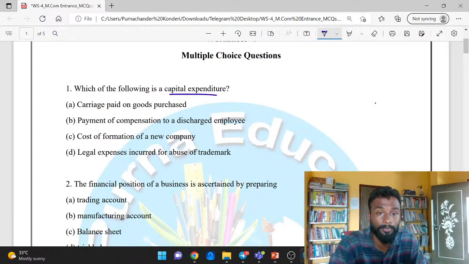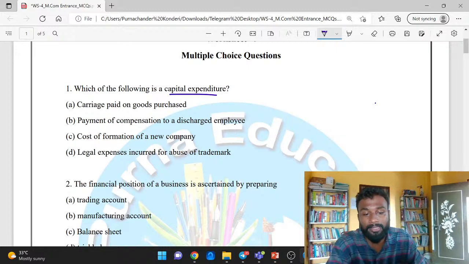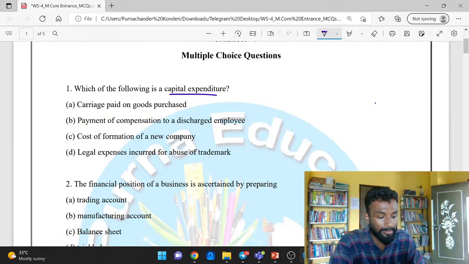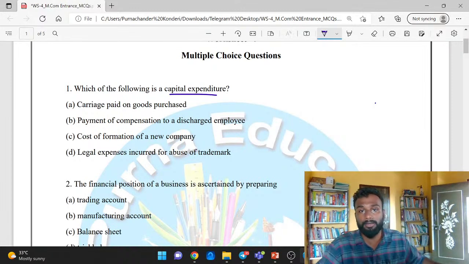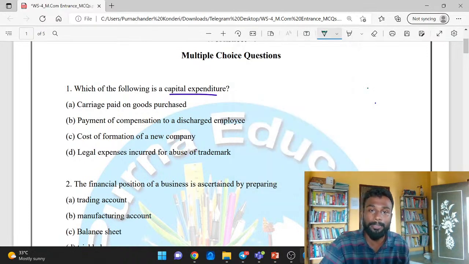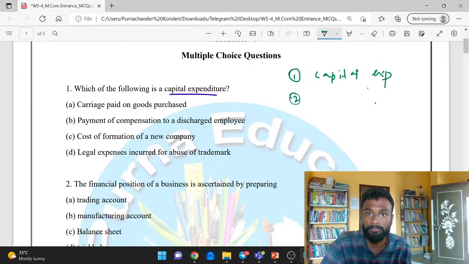So very good, very much welcome to all the people. Before going to the discussion, let us make one thing more clear. Let us know what exactly capital expenditure and revenue expenditure mean. Generally, we have to know the difference between revenue expenditure and capital expenditure first. There are basically two types of expenditures in any kind of business. The first one is capital expenditure, and the second one is revenue expenditure.